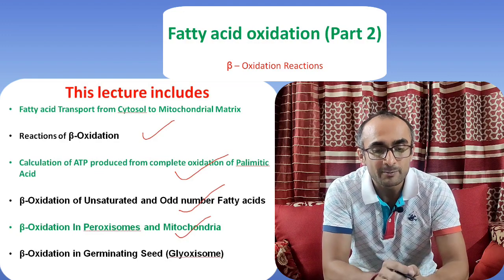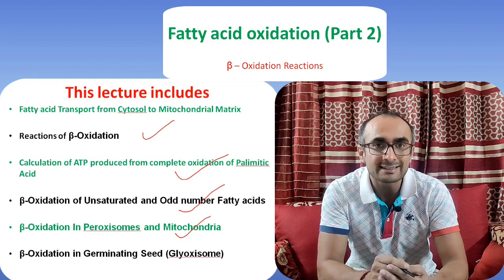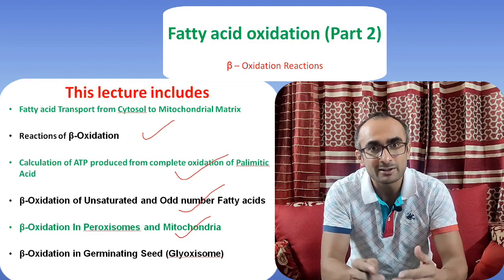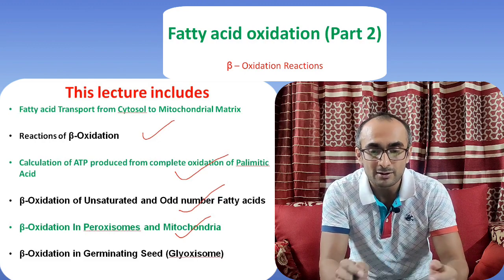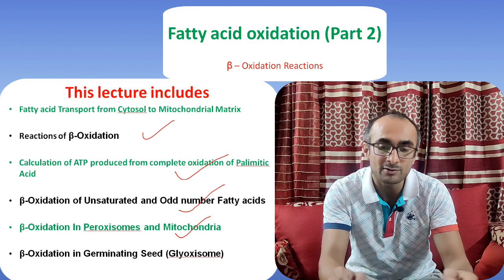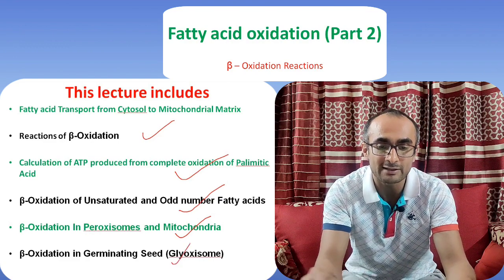And finally, beta oxidation in germinating seed. In germinating seed, beta oxidation occurs in glyoxysomes. So all those reactions which occur in the glyoxysome, those we'll also talk about in today's lecture.